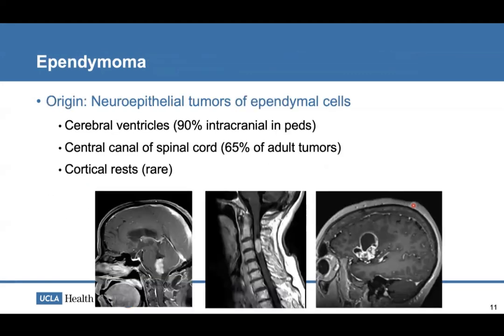Now the next tumor I'd like to go over are ependymomas. Now these are neuroepithelial tumors that arise from ependymal cells. They are commonly found within the cerebral ventricles and they are intracranially located in 90% of pediatric patients. In adults, the majority are found within the spinal cord, about 65% of them. Tumors that originate in cortical crests within the cortex themselves are rare.